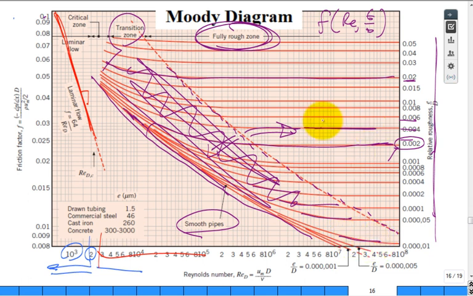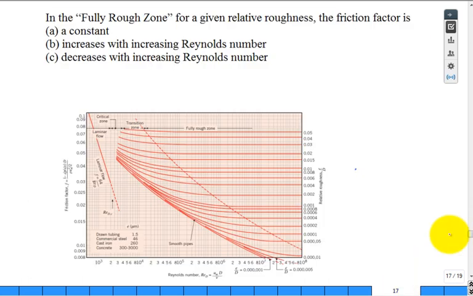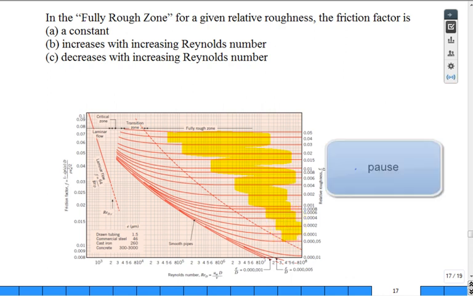What's key out in this region? Let me see if I have a question on the next page. Aha. In the fully rough zone. Where's the fully rough zone? Out here. For a given relative roughness, the friction factor is answer A, B, or C.